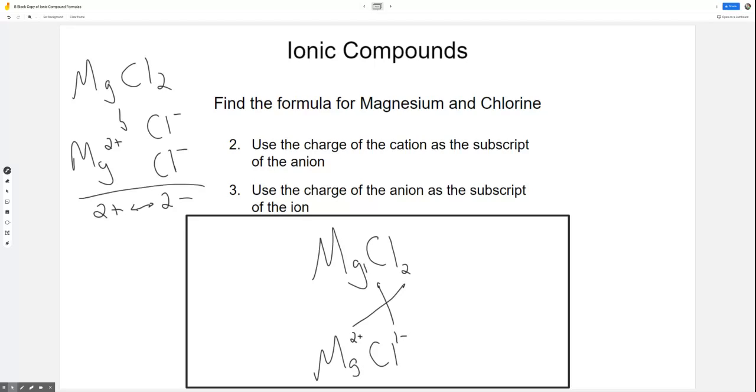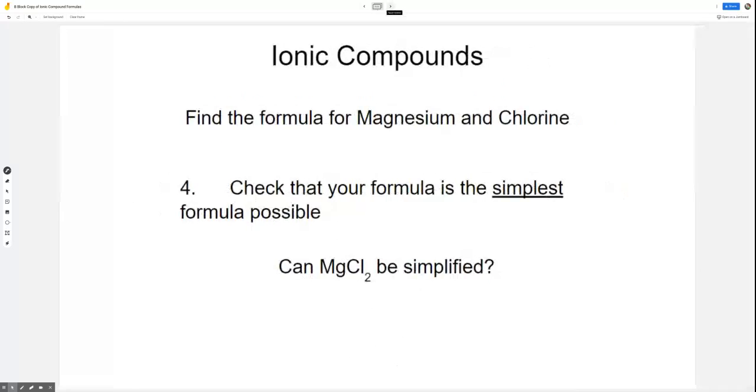So that tells me, and I'll show you that as a check at the end, that I've got the ratio correct. And when you crisscross these numbers, you will always get a ratio that is neutral. But you always just have to double check. Can I simplify MgCl2 without fractions or decimals? Nope. That's the simplest ratio I can get. So that is the final formula.